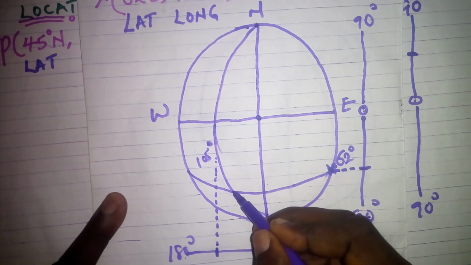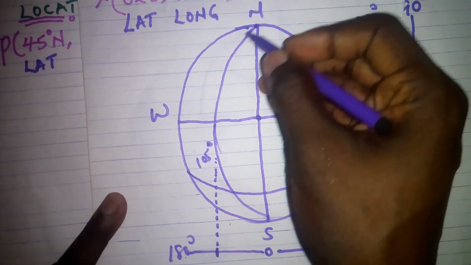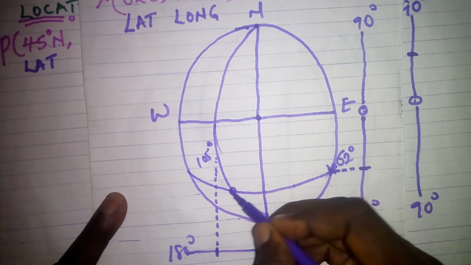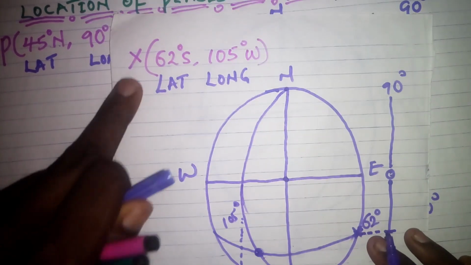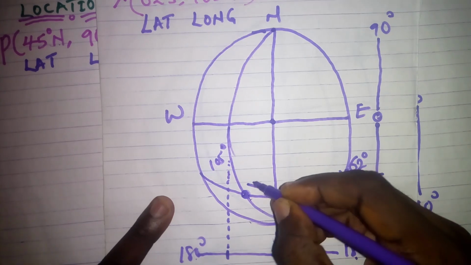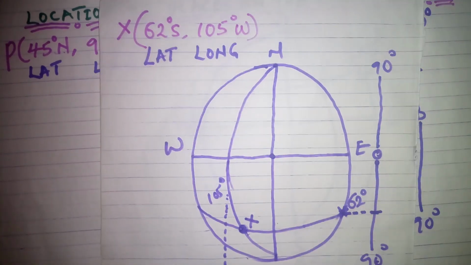Then the part where the latitude and the longitude intersect is your point. This is where they intersect. That is your point, so I'm going to place my point X there. This is exactly my point. So it's very simple, very easy.